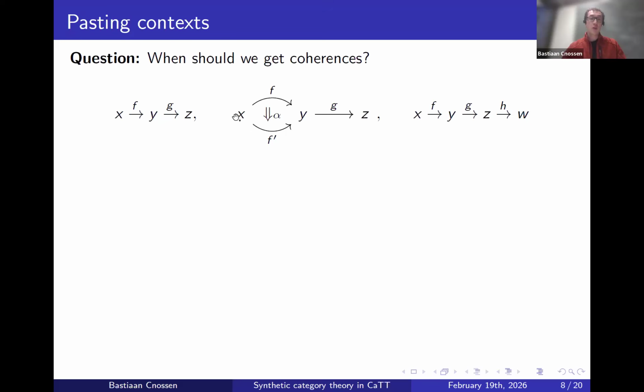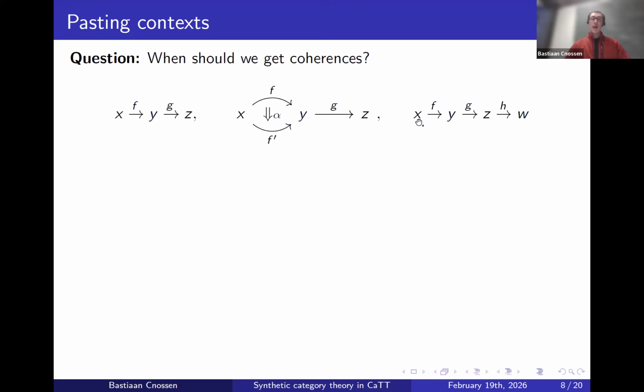Similarly, if we have a context where I have X, Y, and Z, and I have an additional morphism F prime and a 2-cell alpha, then in this context, let's assume we already know how to form composites, so I can form G composed with F, and I can also form G composed with F prime. Then I need to have a whiskering of G with alpha, which goes from G composed with F to G composed with F prime.